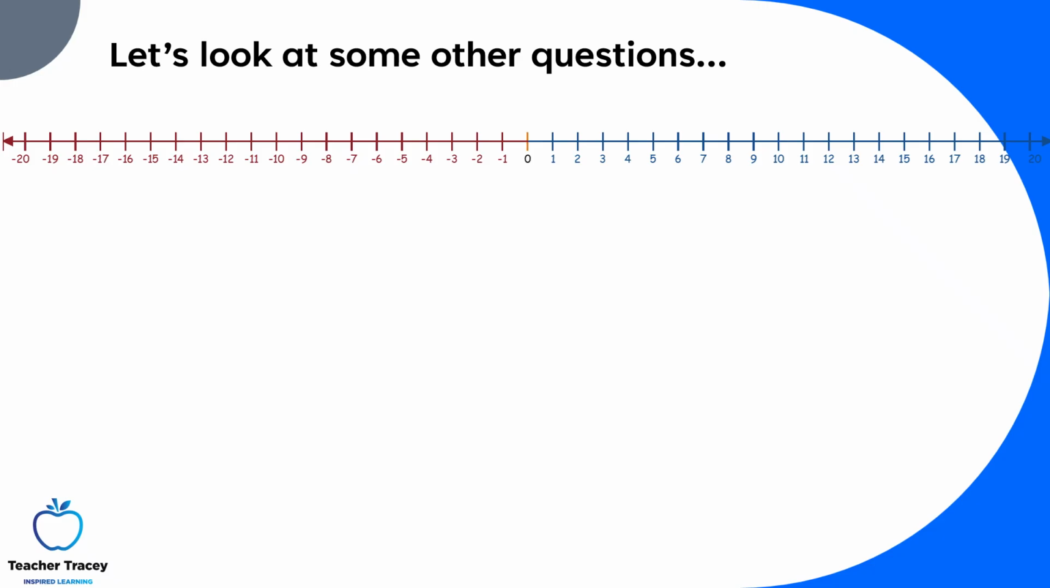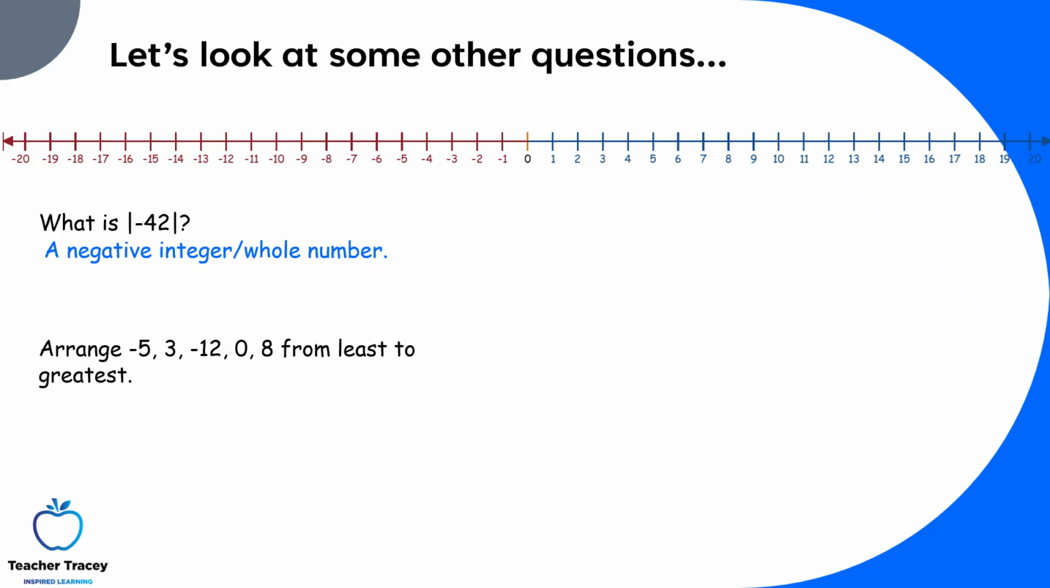Let's break away a moment and look at some other questions around integers. So the first one is, what is minus 12? Have a think about it and pause here and come back when you're ready. Did you maybe get that it was a negative integer or that it was a whole number? Either would have been correct.